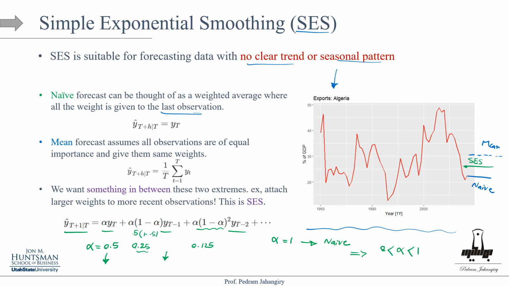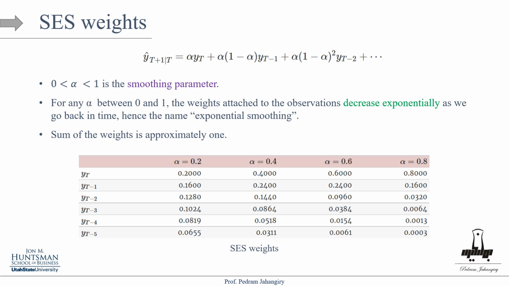All right. So here are the SES weights in closer look. I'm going to use the same formula. Again, this is a simple weighted average. We are putting more weights on the last observations, right? And this is our alpha. We said alpha is between 0 and 1. This is our smoothing parameter. For any alpha between 0 and 1, the weights attached to the observation decrease exponentially as we go back in time, right? So that's where the name exponential smoothing is coming from. And the sum of the weights is going to be roughly equal to 1.